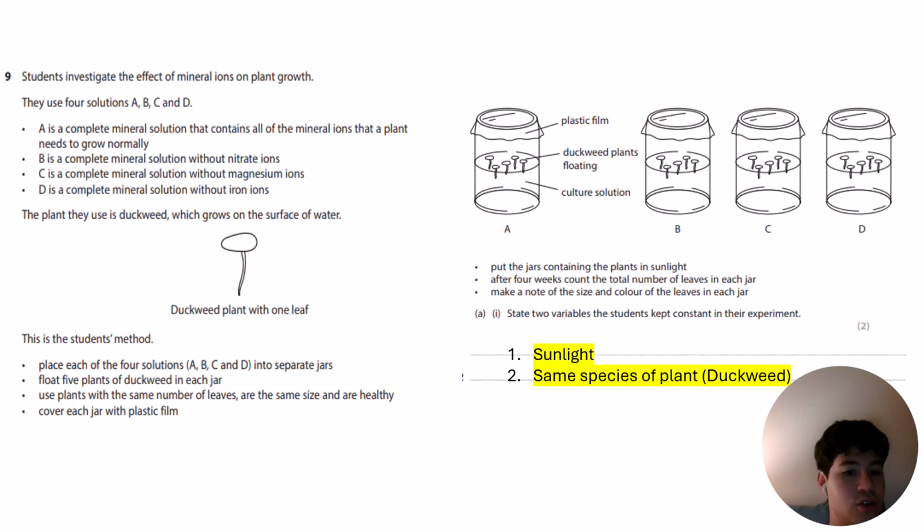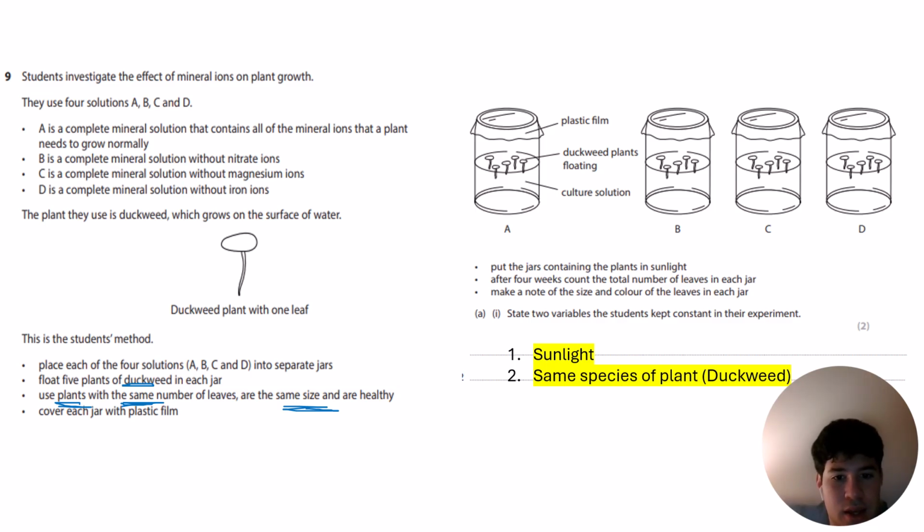Place each of the 4 solutions A, B, C, and D into separate jars. Float 5 plants of duckweed in each jar. Use plants with the same number of leaves, the same size, and that are healthy. The species is duckweed. It's a generic name. Cover each with a plastic film. So we have our plastic film, our duckweeds in the water, and then our culture solution.